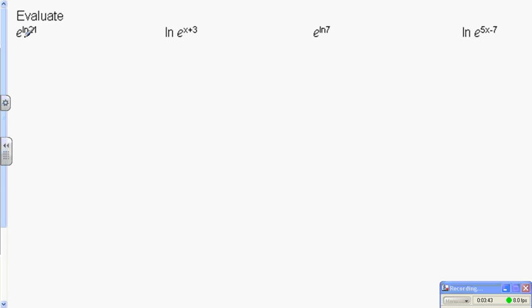Now to evaluate. I'm going to do this first one and see if we realize something. We have e to the ln 21. If we change it to logarithmic notation, we would have ln of x, or unknown, equals the exponent, which is ln 21. What must this be for it to be equal? 21. So what's happening is that e and ln are inverses of each other, and they will cancel each other out, and you're left with the 21. So with this one, e and ln would cancel out, and you're left with 7.